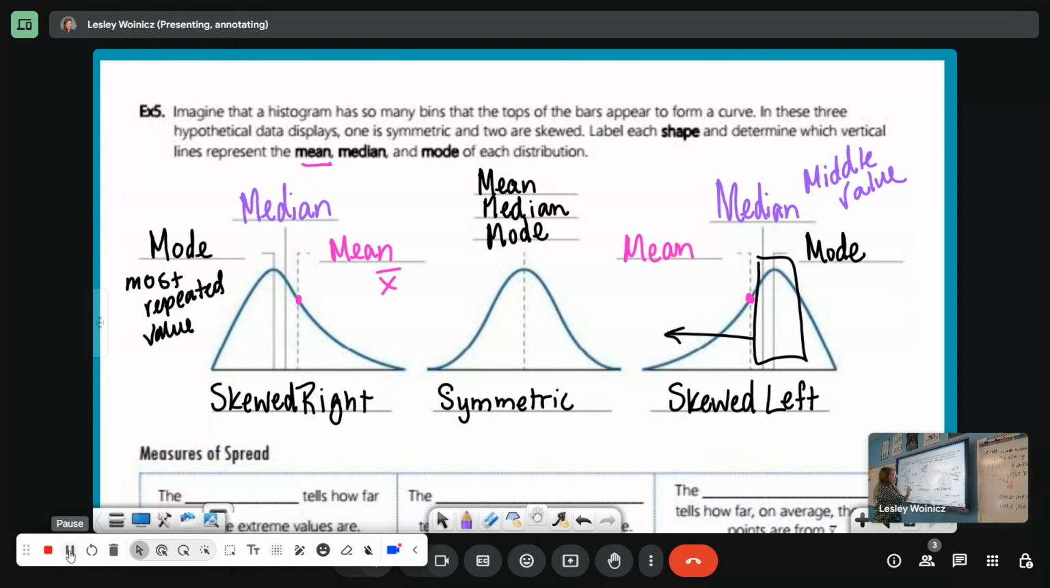So that's how I would do it. If you ever have to label these, I find the mode first, which is always the top of the peak. The mean is going to be the most affected by a tail or an outlier, so it will be pulled the farthest away from the mode, and then the median will be somewhere floating in the middle. Okay, generally speaking.